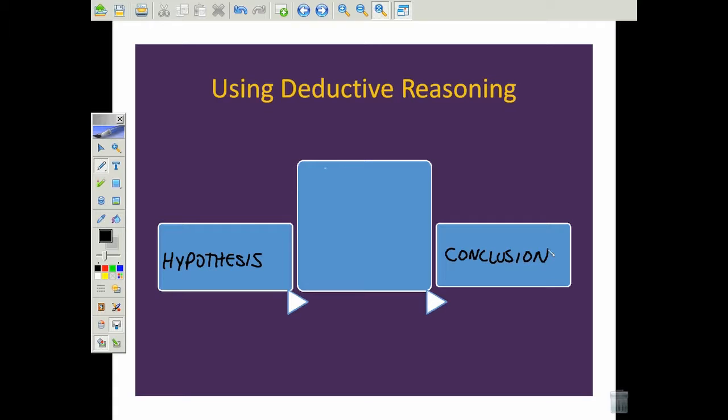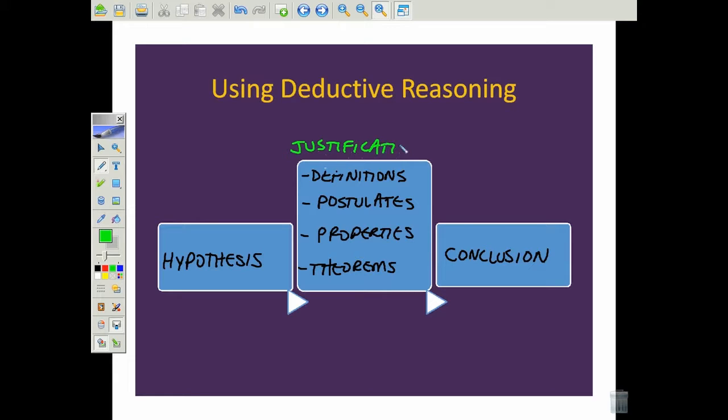We can use definitions. We can also use postulates. We can use properties. And we can use theorems. So, these are our justifications. Why we can do what we do. This is the why. That's the why. Why we can do what we do.